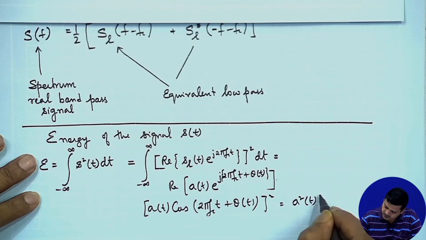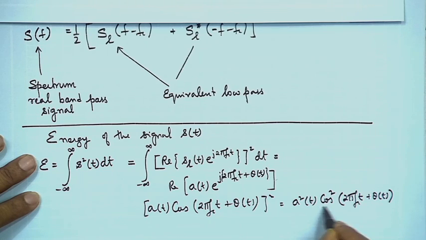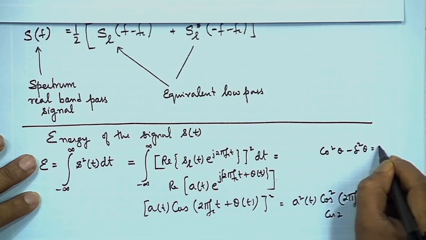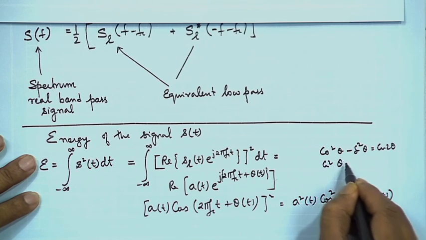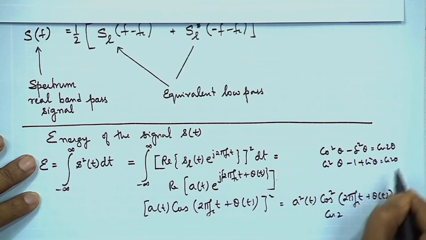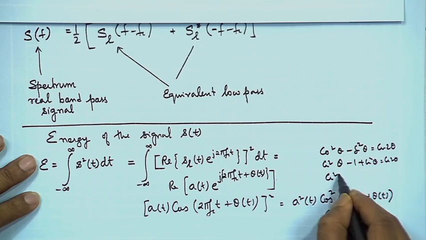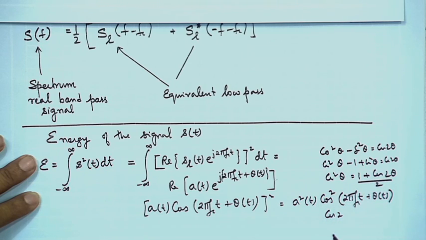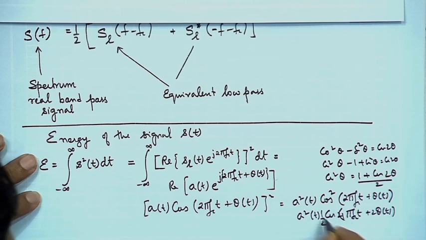So, you are going to get a squared of t and cos squared of (2 pi f_c t plus theta(t)). Now, this cos squared term you could replace in terms of cos of 2 theta, that means you have cos squared theta minus sin squared theta equals cos 2 theta. So, from that you could get 2 cos squared theta minus 1 equals cos 2 theta, which basically gives you that cos squared theta is equal to (1 plus cos of 2 theta) upon 2. So you are going to get a squared of t, half, (1 plus cos of (4 pi f_c t plus 2 theta(t))). So this is what you are going to get inside.